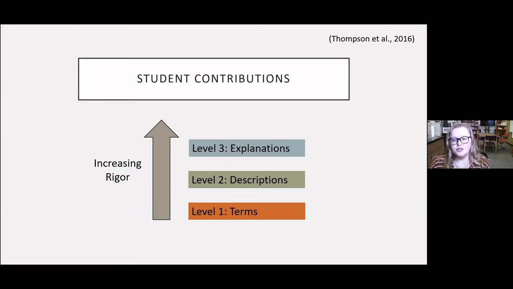And this talk can occur at varying levels of rigor. And our framework is based on Thompson et al. 2016. And it has three different rigor levels that can be classified from less rigorous to more rigorous. And so for rigor level one, which is terms and definitions, this is more conceptually based and often seen as students kind of regurgitating textbook answers. Rigor level two is descriptions, and students can be discussing their observations or their past experiences, and there's a focus on what is happening. And the third level is explanations. So these are student ideas of how or why something is happening.